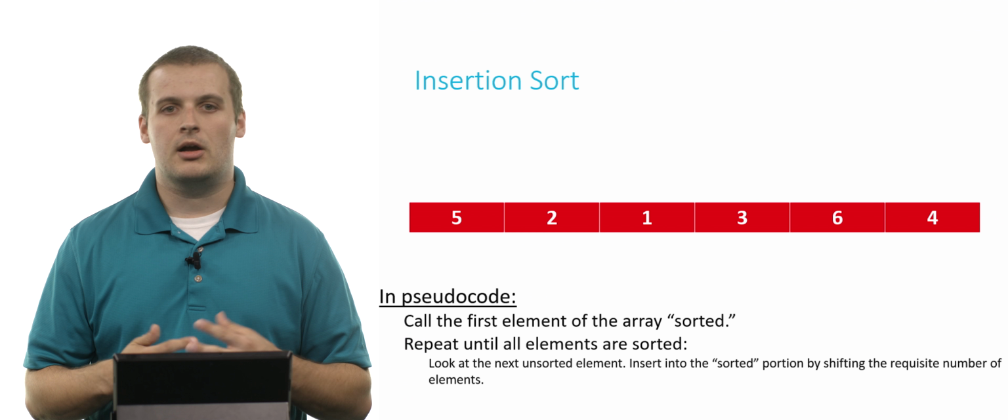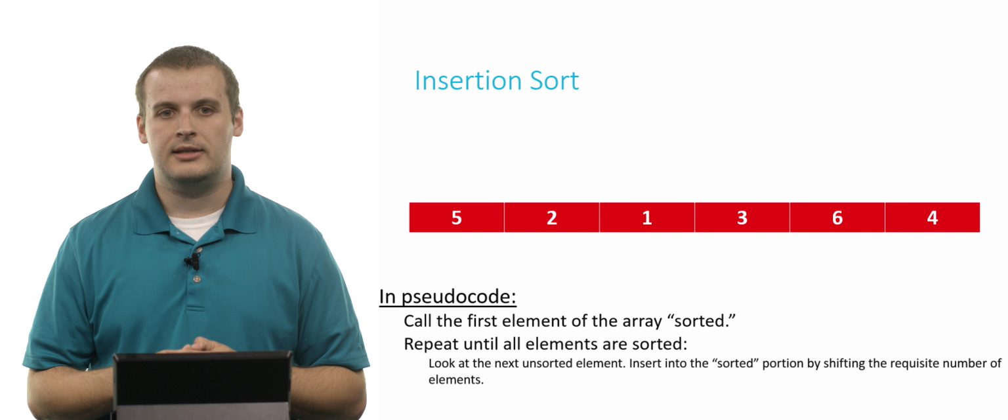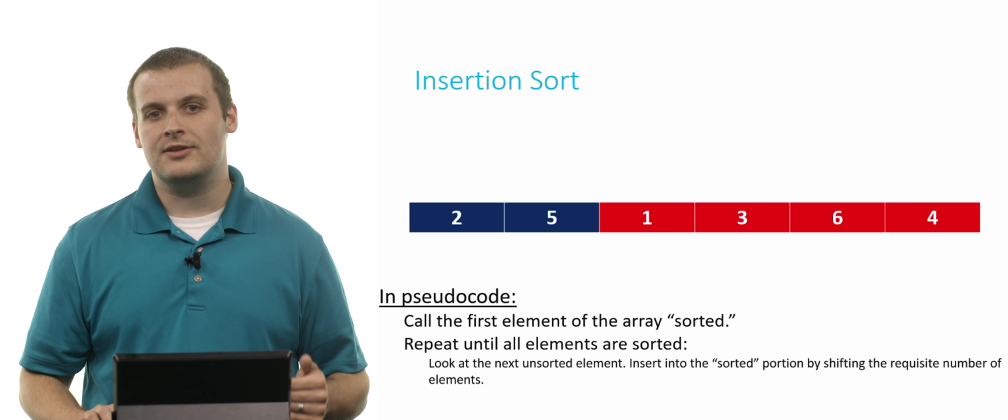So again, here's our entire unsorted array, all of the elements indicated in red. And let's follow the steps of our pseudocode. The first thing we do is we call the first element of the array sorted. So we're just going to say 5, you're now sorted. Then we look at the next unsorted element of the array. And we want to insert that into the sorted portion by shifting elements over. So 2 is the next unsorted element of the array. Clearly it belongs before the 5. So what we're going to do is sort of hold 2 aside for a second, shift 5 over, and then insert 2 before 5 where it should go. And now we can say that 2 is sorted.